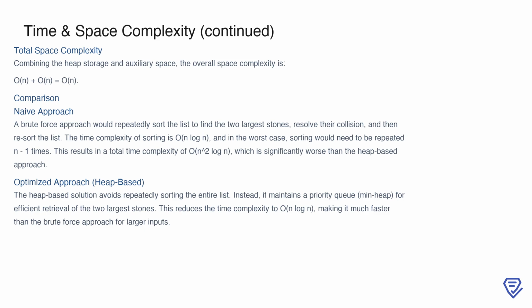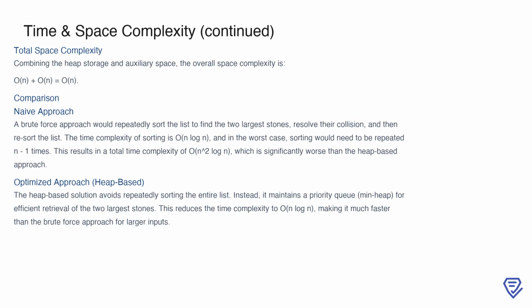Comparing this heap-based approach to a naive brute force method highlights the optimization. A brute force solution would involve repeatedly sorting the list to find the 2 largest stones, resolving their collision, and then sorting again. Sorting the list takes n log n, and doing this repeatedly for up to n-1 iterations results in a total time complexity of n squared log n. This is significantly less efficient than the heap-based approach.